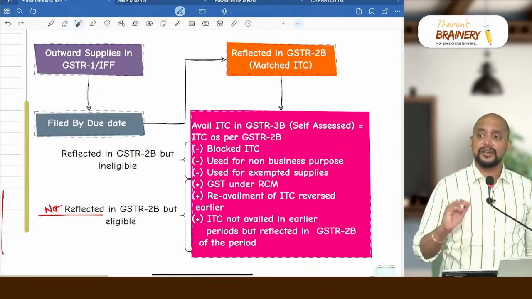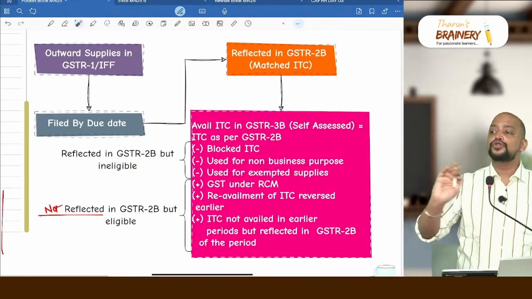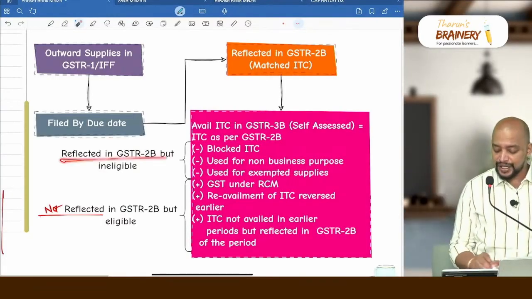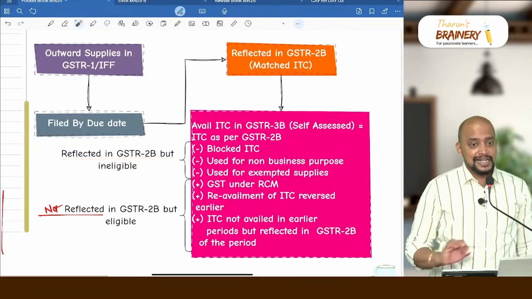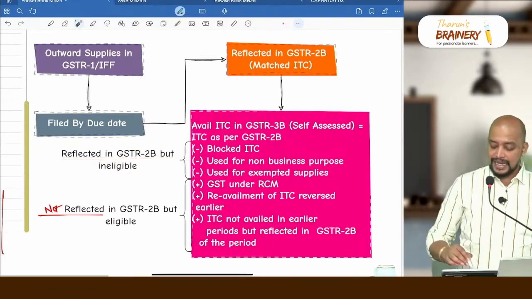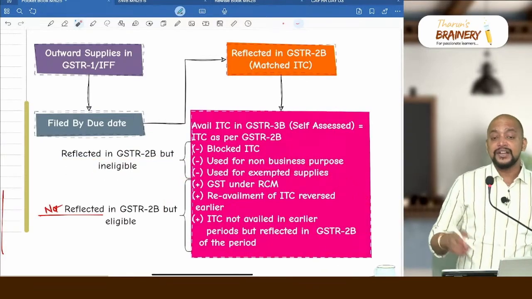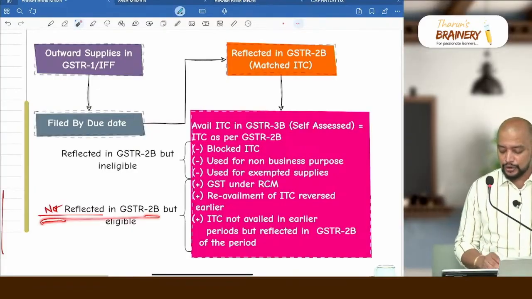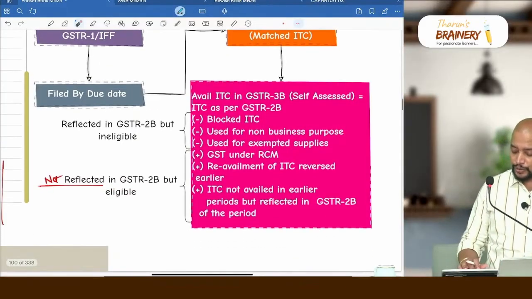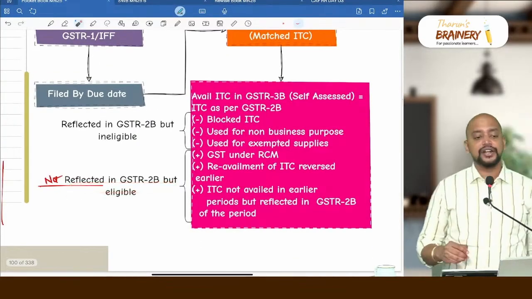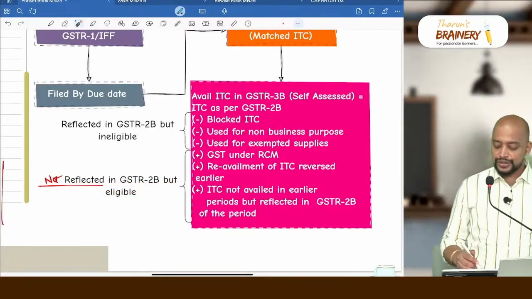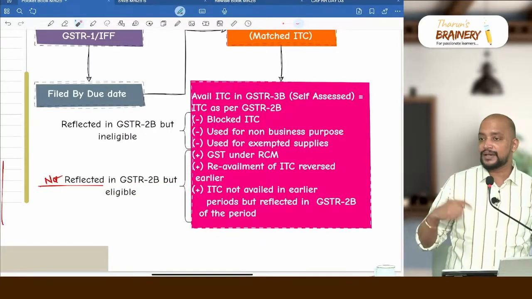For that reason they will be giving it to you in 2B, but you should not be taking it, even though it is reflected in 2B, because it is ineligible. Whereas there are three ITCs which will not be reflected in 2B, right? They are not reflected in 2B but eligible. What are those three things not reflected in 2B but eligible?